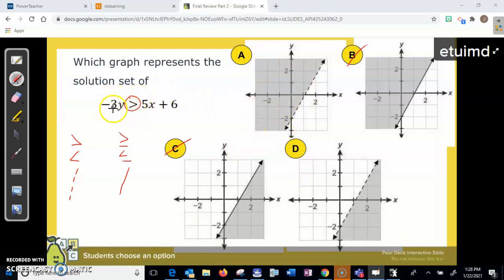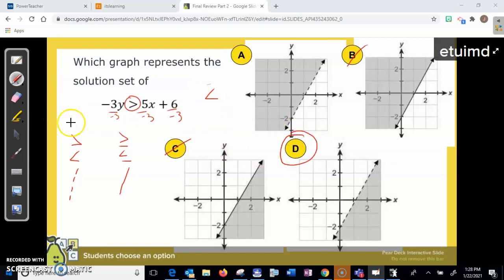Now, in this problem, you notice y is not by itself. You need to get rid of this negative number. So you divide by -3, but here's the thing. You don't even have to solve it. Notice you divided by a negative. That means that inequality flips. It becomes less than. And if you look at your notes from earlier when I told you what less than is, less than, that means you're shading below. Since you are shading below, D's your answer.